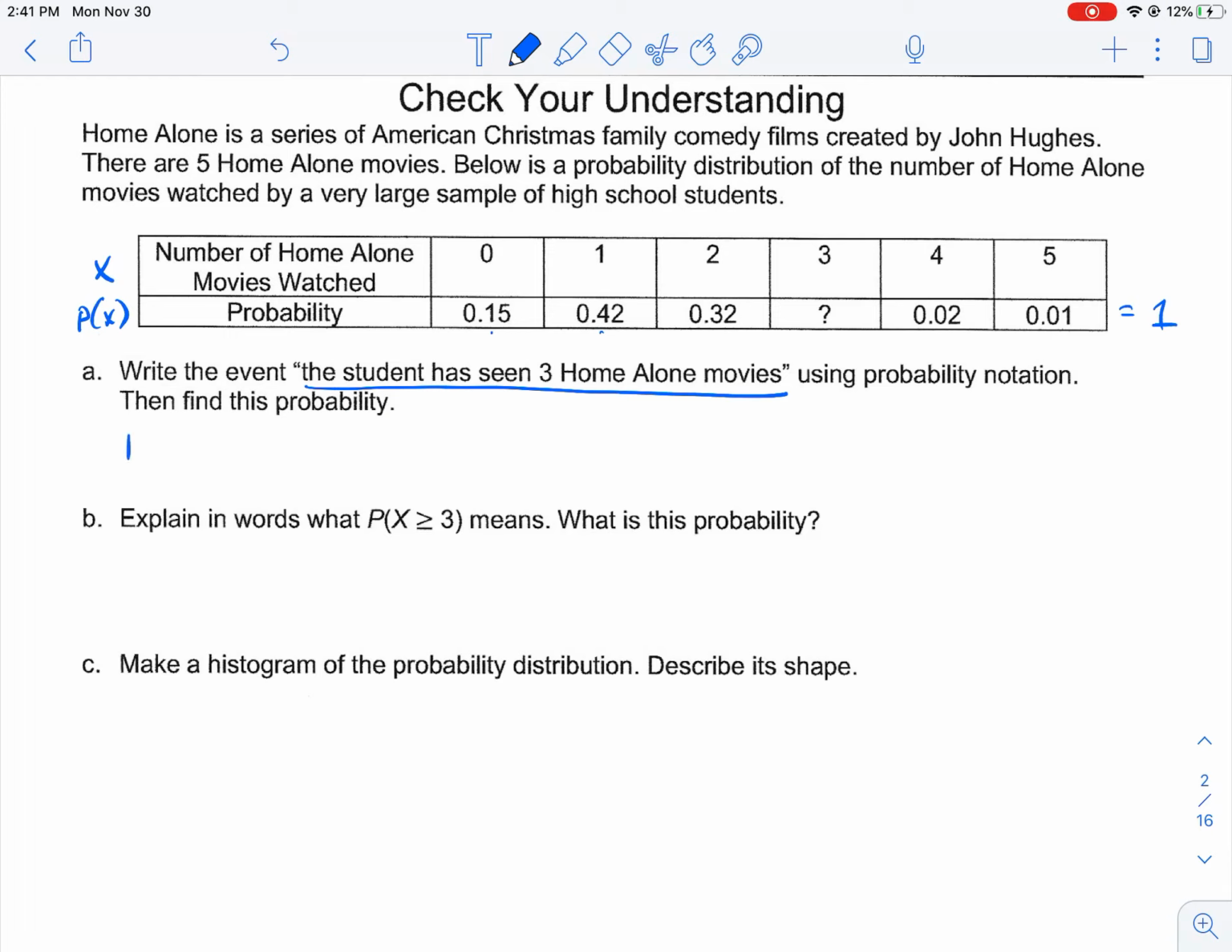Then find this probability. So that would be the probability that X is equal to 3, because X is our number of Home Alone movies watched. And so X equals 3 would be the probability that a student has watched exactly 3. That's our one that's missing here. To find that, we take all of our possibilities and we subtract everything that we have.